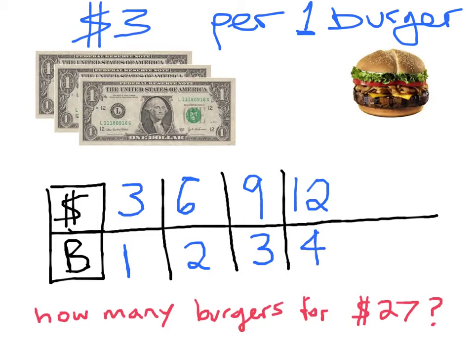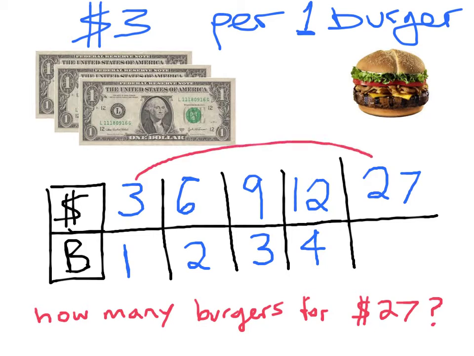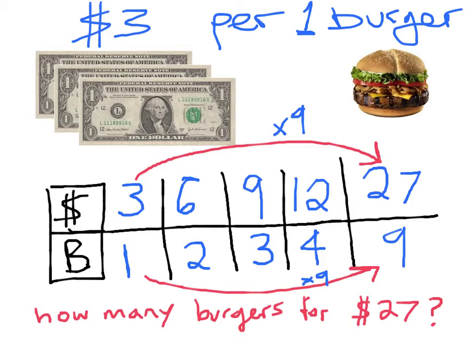But mathematicians like to use multiplication to solve rate problems because I don't want to count all the way out to $27. Instead, I want to say, you know what? I need to get to $27, and I have to figure out how I'm going to get from $3 to $27. And whatever I do there, I'm going to do down here. Oh, I can just multiply 3 times 9. That gets me 27, which means if I multiply here, 1 times 9, that's 9. So my answer is 9 burgers. I can buy 9 burgers for $27.